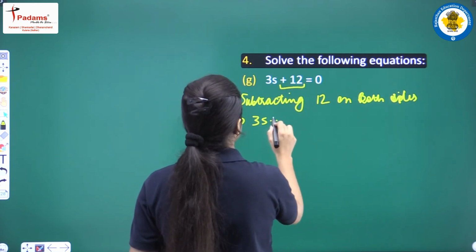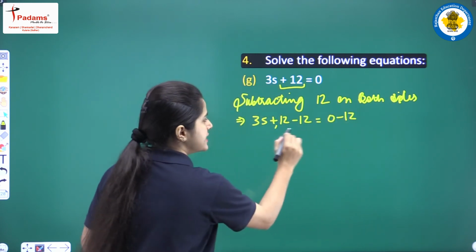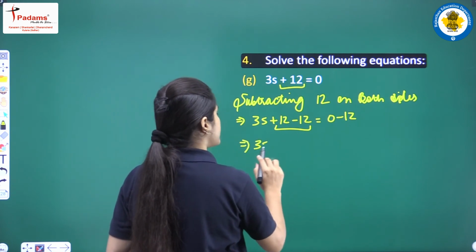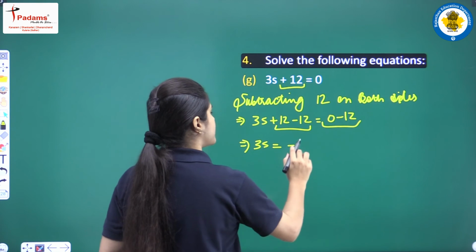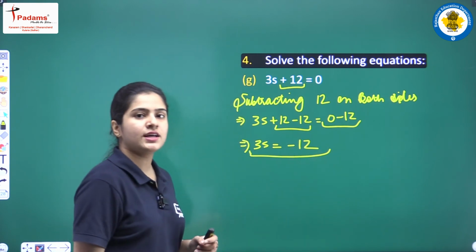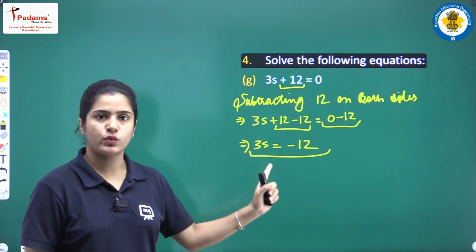3s + 12 - 12 = 0 - 12, students. This +12 and -12 is equal to 0, students. So this 3s = 0 - 12 = -12. Now 3s = -12. So this 3 will be eliminated by dividing by 3 on both sides.